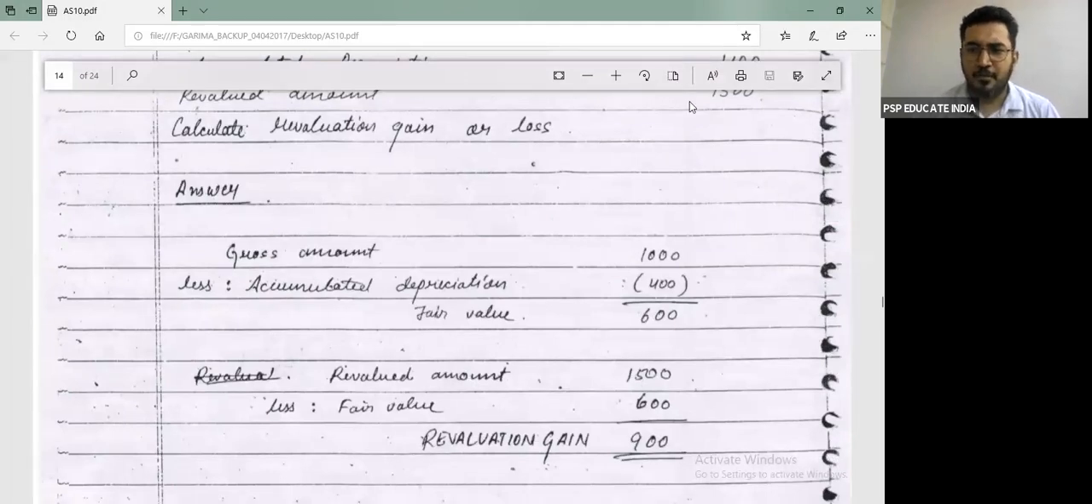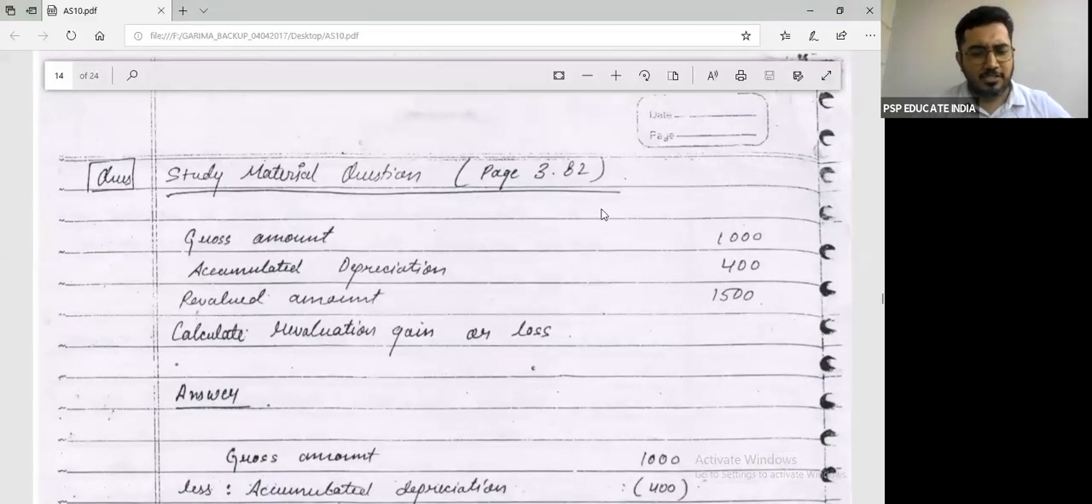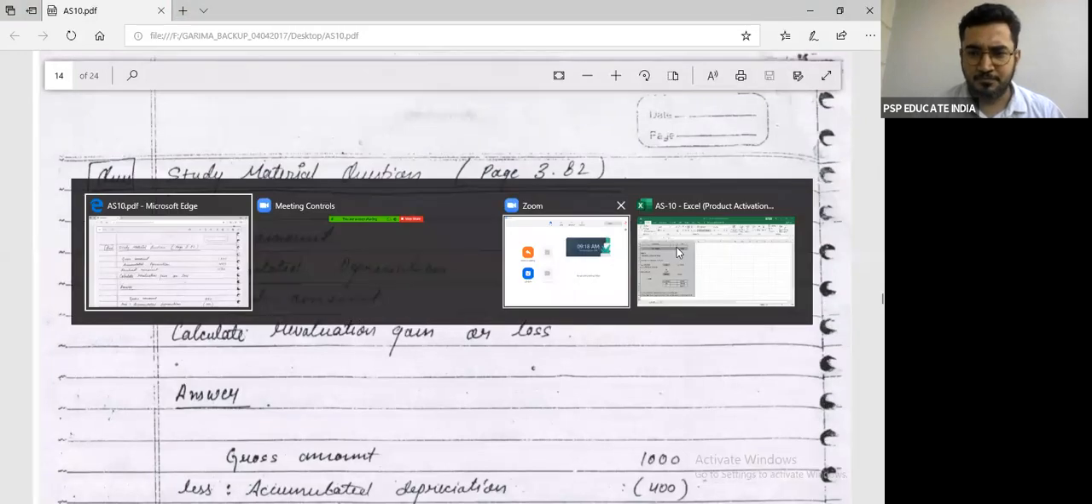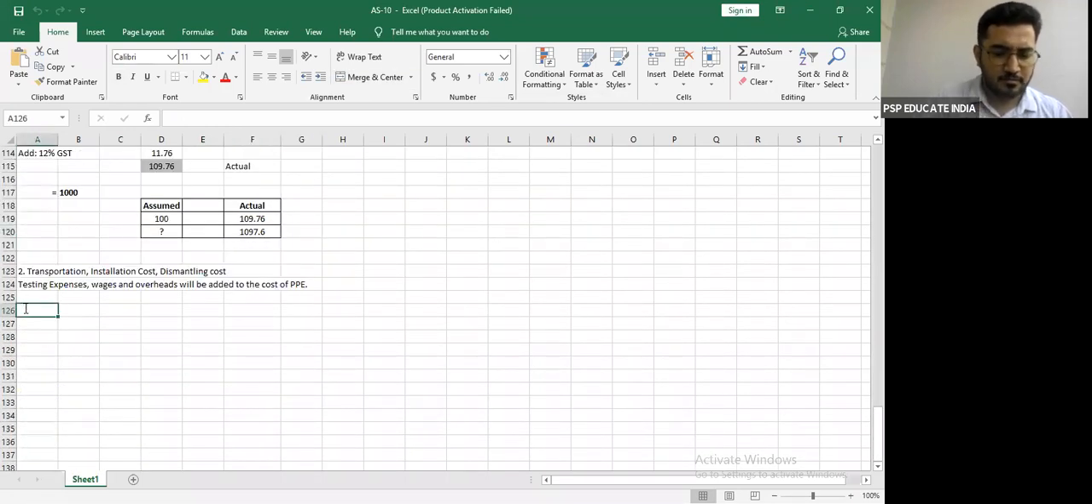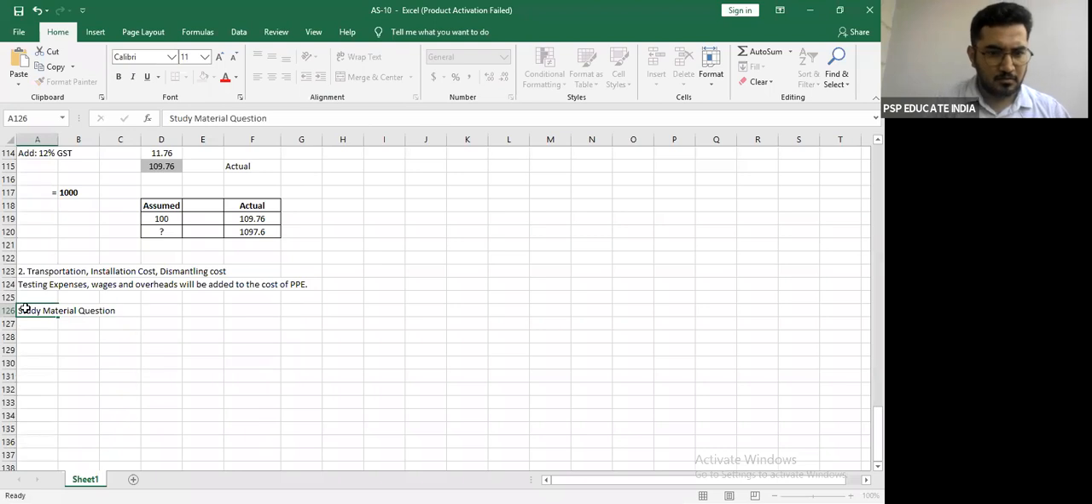Okay, fine, I guess everyone is clear. So let's go to a study material question, which is given on page 3.82.